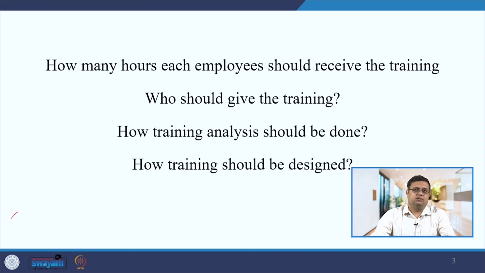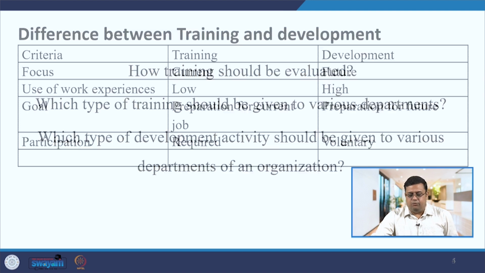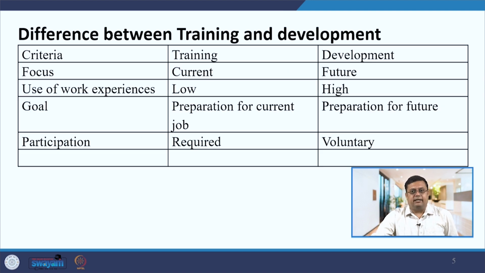So how a manager can answer such questions effectively at a workplace through the training matrix, that is what we will understand. Before going to the training matrix, first we should understand the difference between training and development. So that is what we should understand.